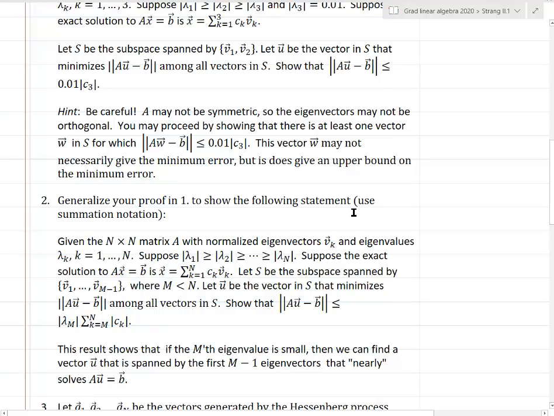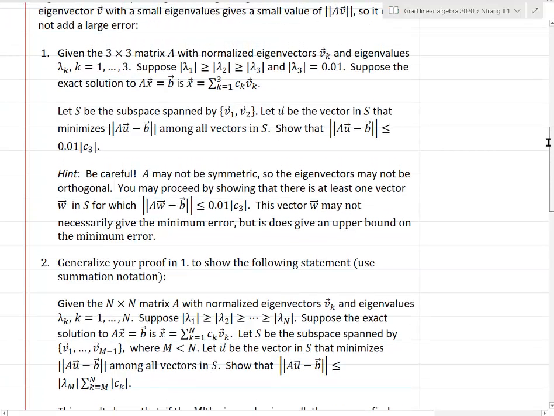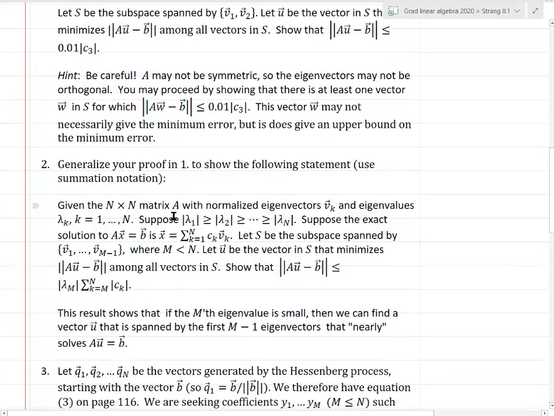Given the n by n matrix A with normalized eigenvectors vk and eigenvalues lambda k. Now I need to make sure that I said that these are normalized up here. Yes, these are normalized. Normalized eigenvectors means they have norm 1, right? Remember that. So we have normalized eigenvectors and these eigenvalues. Suppose we have lambda 1 greater than or equal to lambda 2, dot, dot, dot, greater than or equal to lambda n. All right. So suppose the exact solution to Ax equals b is this sum up to n of ck vk.